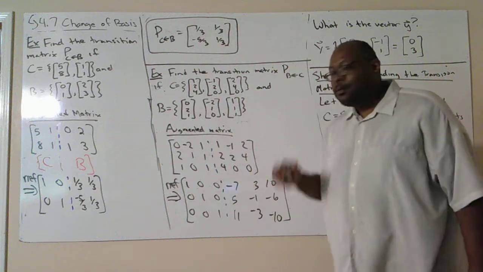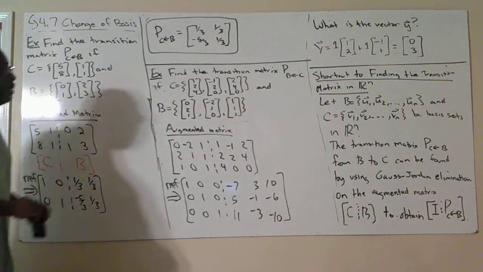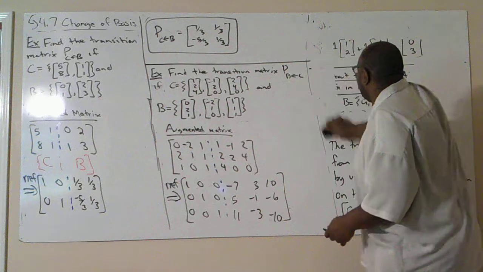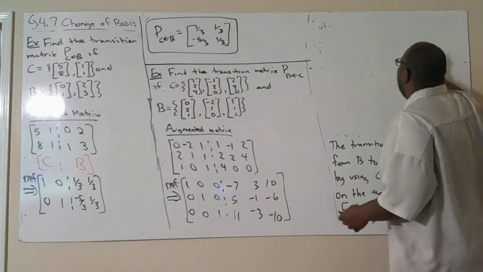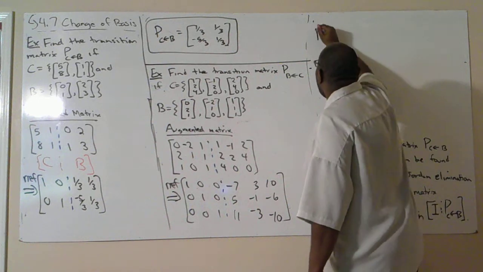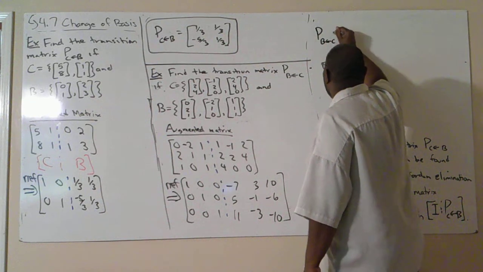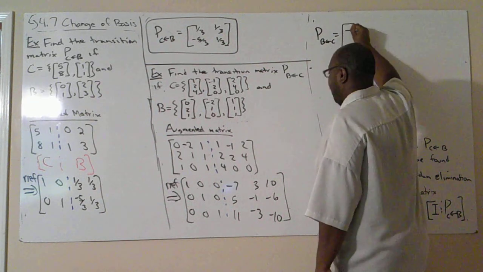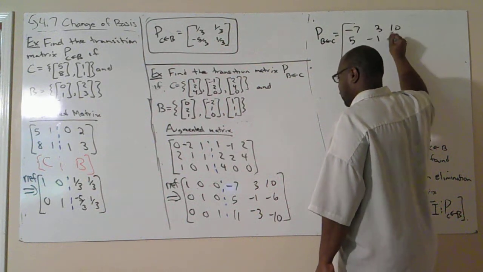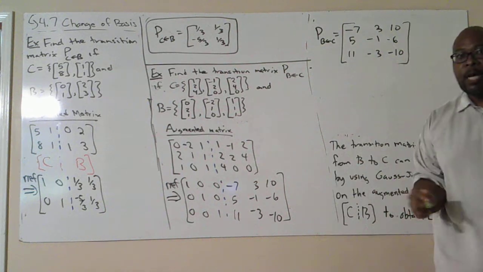This is not my final answer. This is not a transition matrix. This is an augmented matrix. My transition matrix from C to B is going to be that right-hand side. So I have negative 7, 3, 10, 5, negative 1, negative 6, 11, negative 3, and negative 10. Okay. And this is my answer.